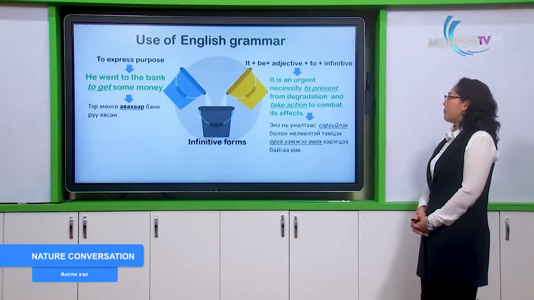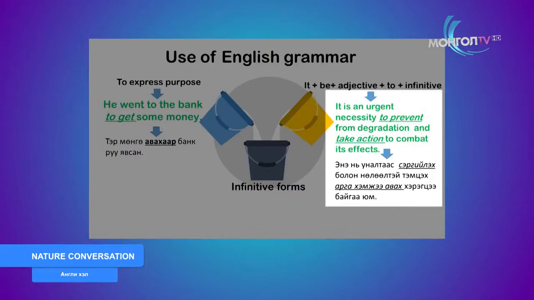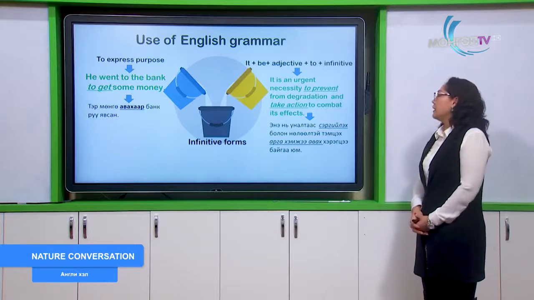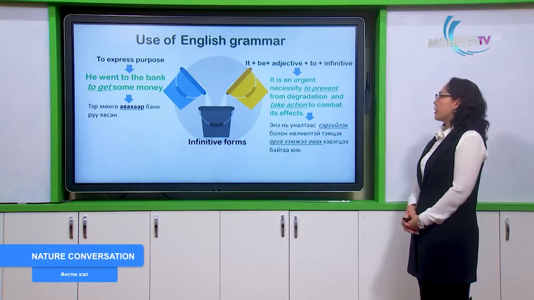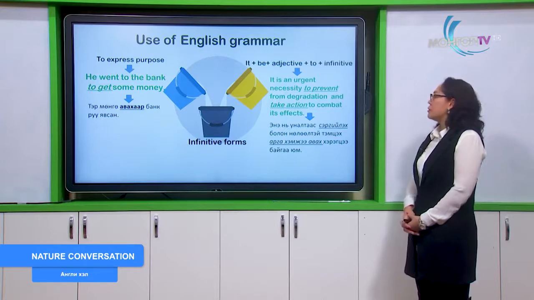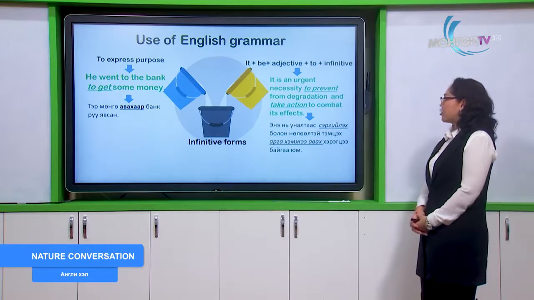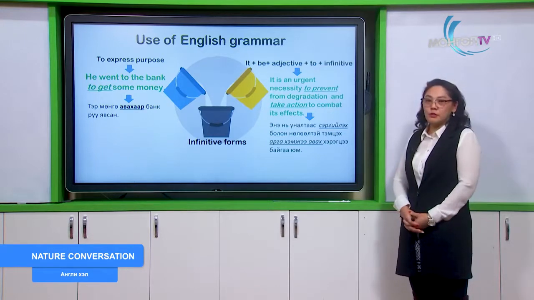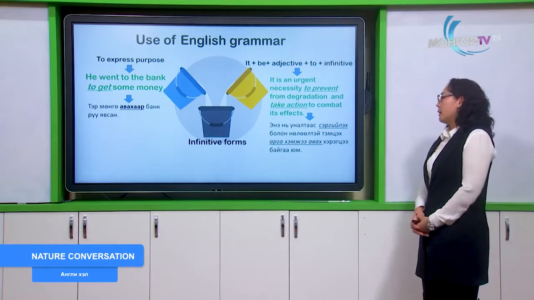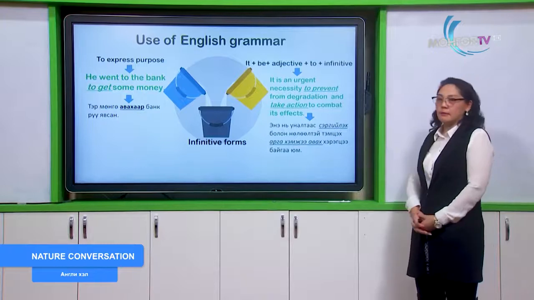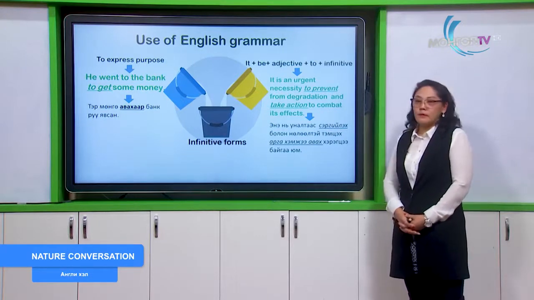Okay, let's see now the example. It's an urgent necessity to prevent from degradation and take action to combat its effects. So this example is from your text. So here an urgent necessity is adjective and to prevent is to verb infinitive. And other to verb infinitive is take action. Here two verbs are in infinitive form. And you can see also the Mongolian translation, which is in black. Okay, now you got it?